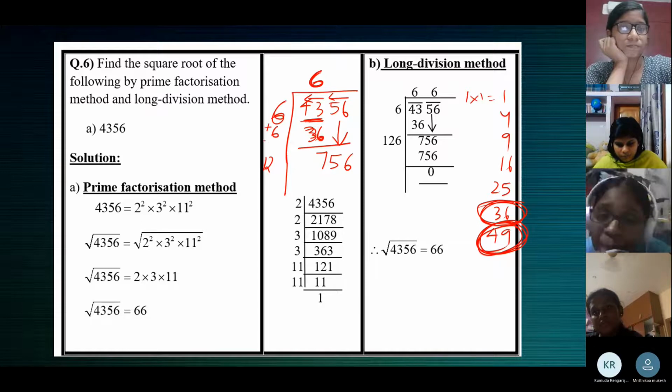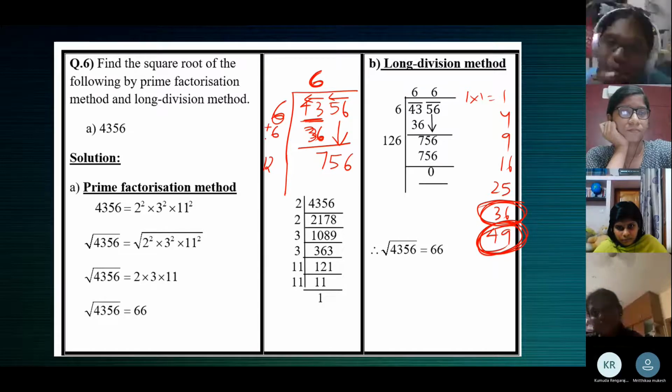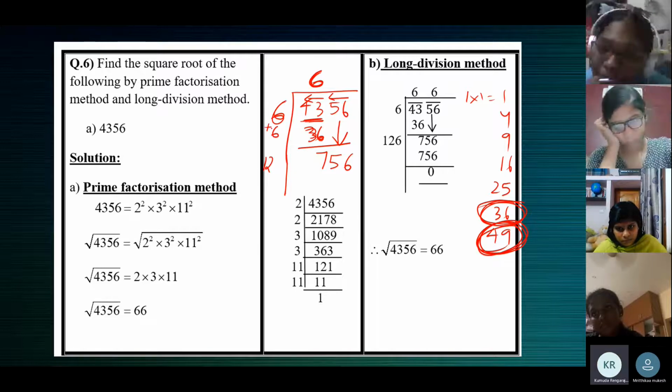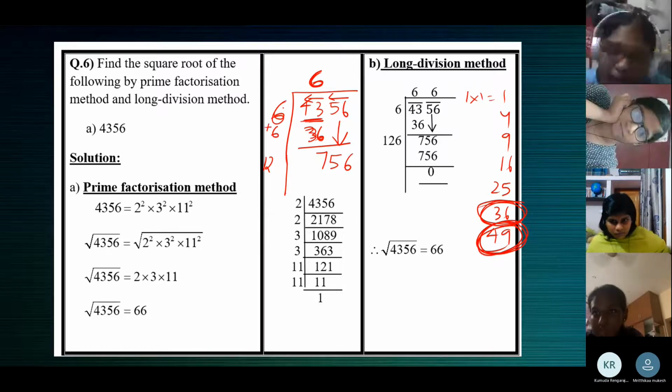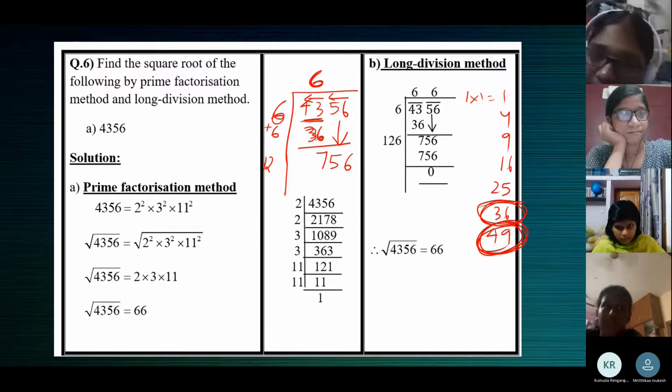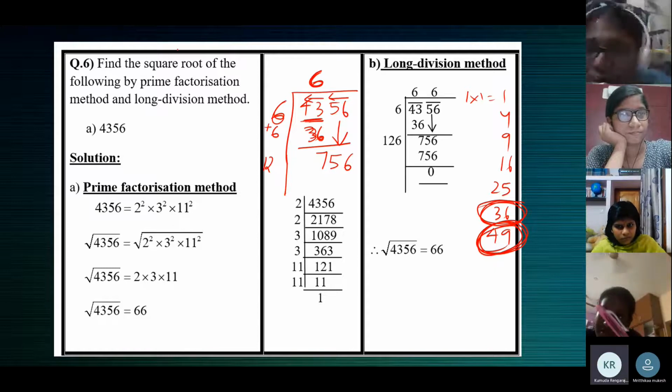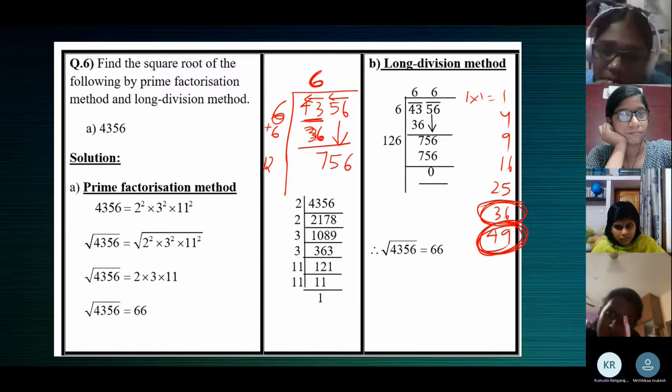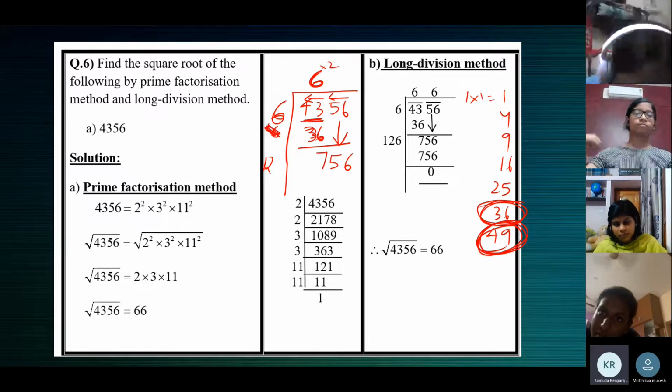Ma'am, you didn't put 6 plus 6. You put the 6 and do 6 into 2, ma'am. Louder. Ma'am, in the video you told that we should multiply the quotient into 2. Correct. This is also another method. Okay, ma'am. You can also do this one. So 6 into 2, 12.